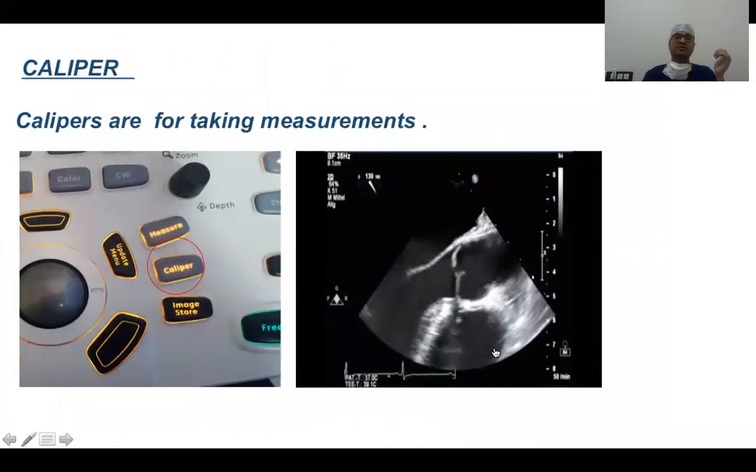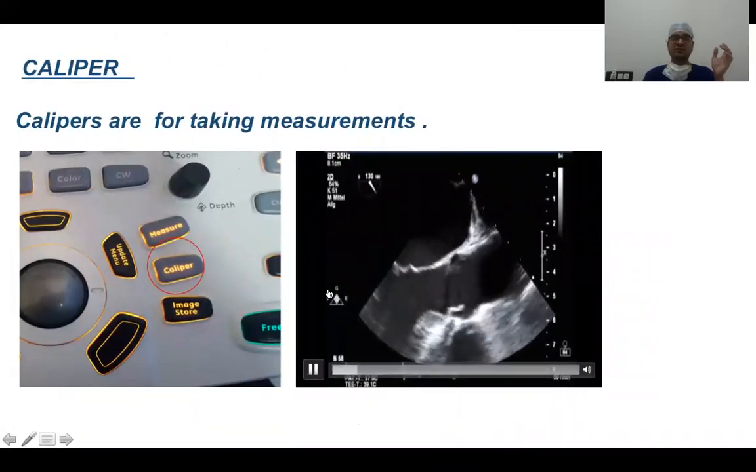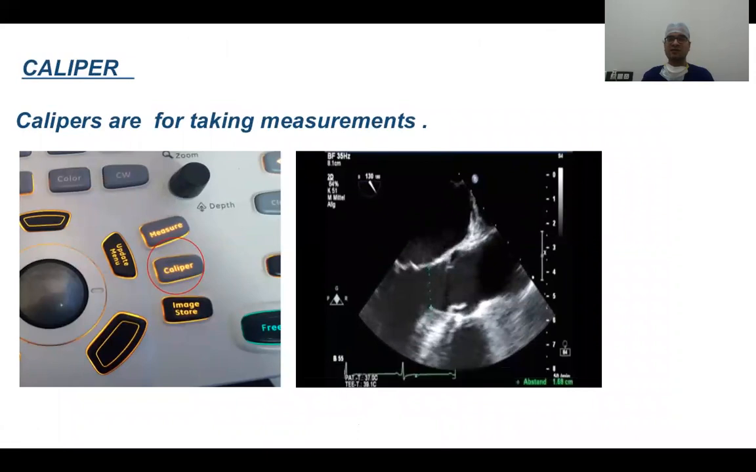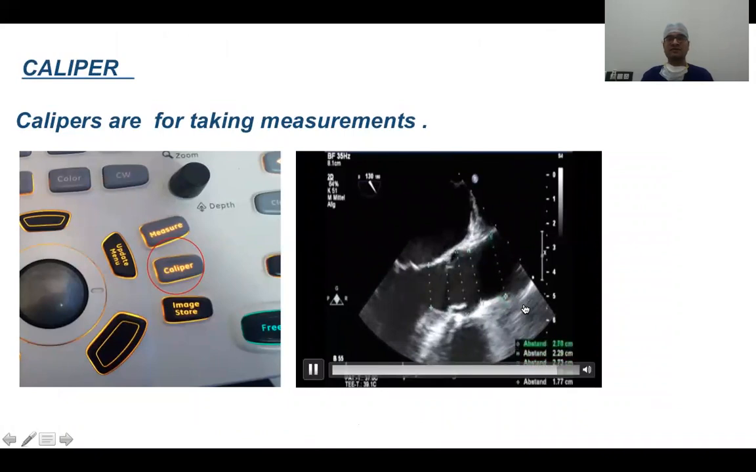Next is caliper. Calipers in the ultrasound machine, this button, are helpful in making linear measurements in the ultrasound data. Here we can see the aortic long axis view where we are measuring the LVOT, then the aortic annulus, then the sinus, the sinotubular junction, and the ascending aorta. So these are used for linear measurements of the ultrasound data.